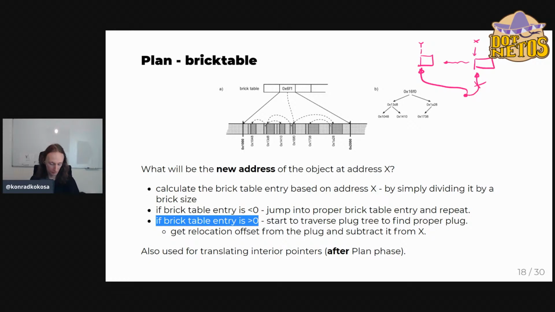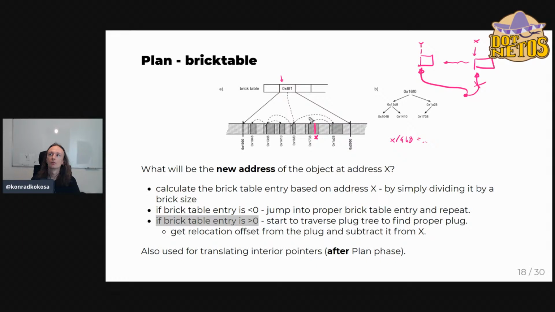So just to draw it, imagine that you are interested in the future address of an object which is lying here. So we have an object with an address x here. First of all, we split x by 4 kilobytes to know which entry it is in our brick table, and this will be the entry. That's easy. Then we start our traversal, until we find the plug that contains our address.